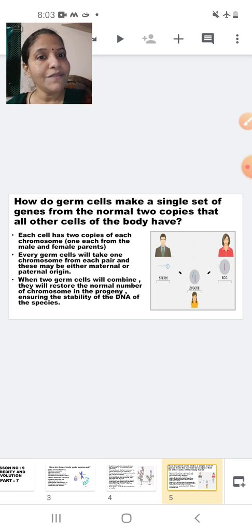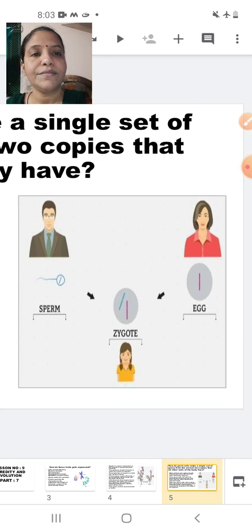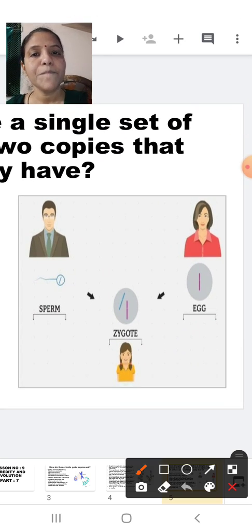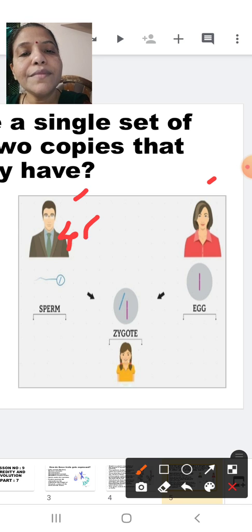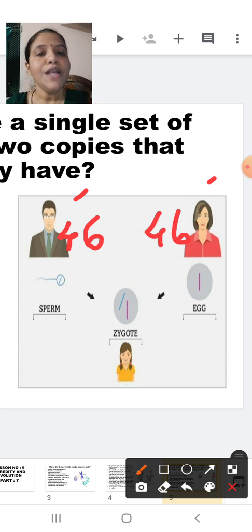So I will explain it with the help of a picture here. Students, I have the male partner here, I have the female partner here. In the male cell, the human being has 46 chromosomes. The female also has 46 chromosomes. Now, when they have to produce the gametes, that is the sperm as well as the ovum, a cell division called meiosis will take place.